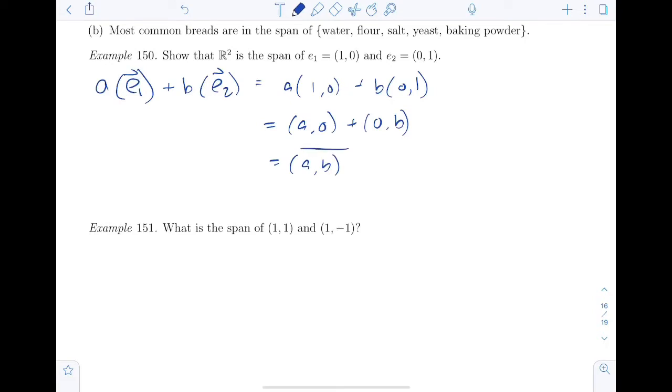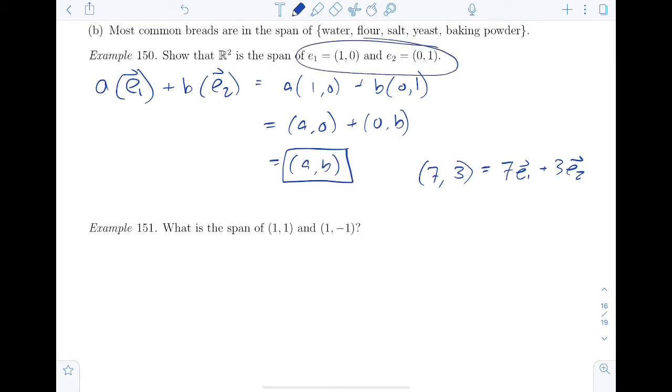Well, look at that. If I want to make any vector, say, I don't know, (7, 3), what's that going to be? That's going to be 7 of the e1 vector plus 3 of the e2 vector. So any vector that I want to make, I can make very easily out of these two vectors. So R2 is the span of those two vectors.